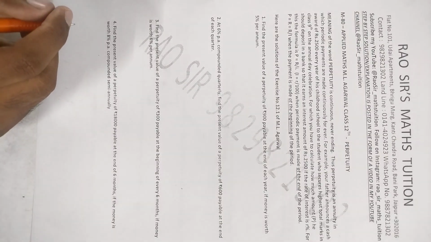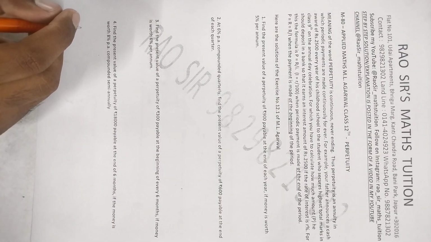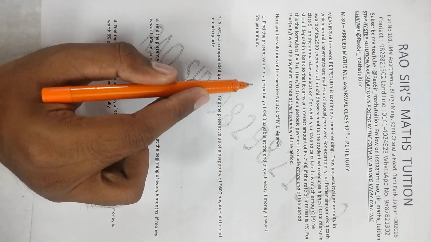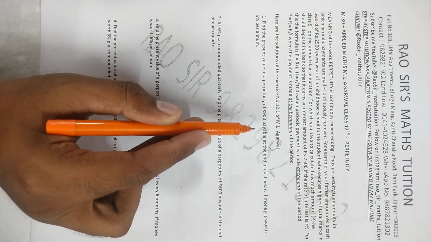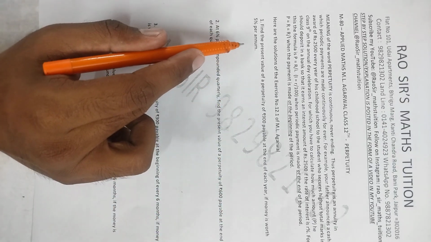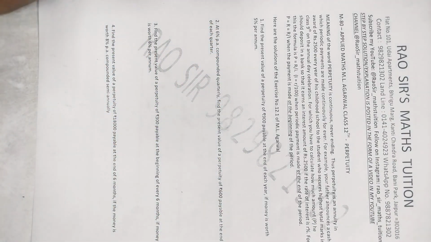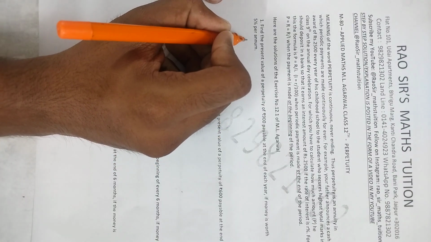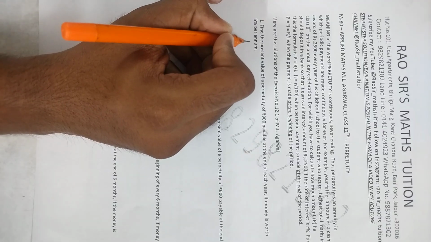Now we are going to do some questions of exercise 12.1 of R.S. Agarwal of the 12th class book. Read the first question of your book. Find the present value of a perpetuity of rupees 900 payable at the end of each year if money is worth 5% per annum. Here, this 900 is what we have to pay, that is R.